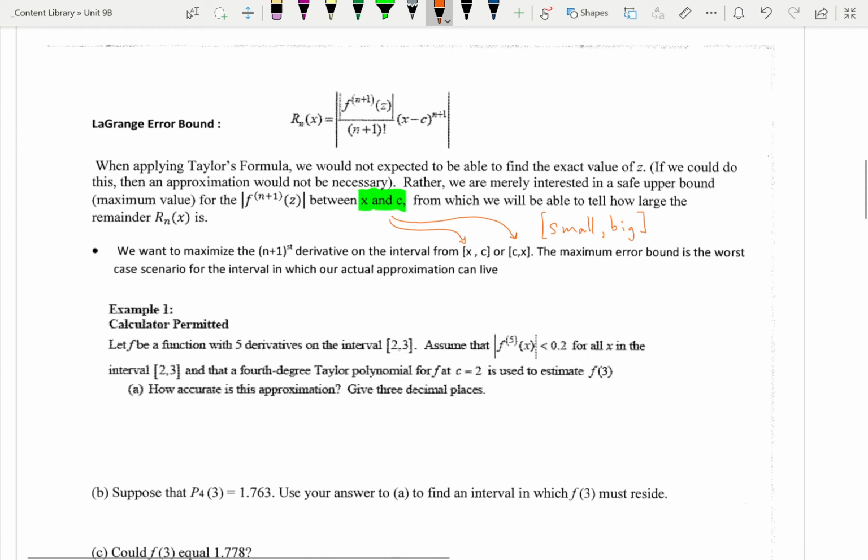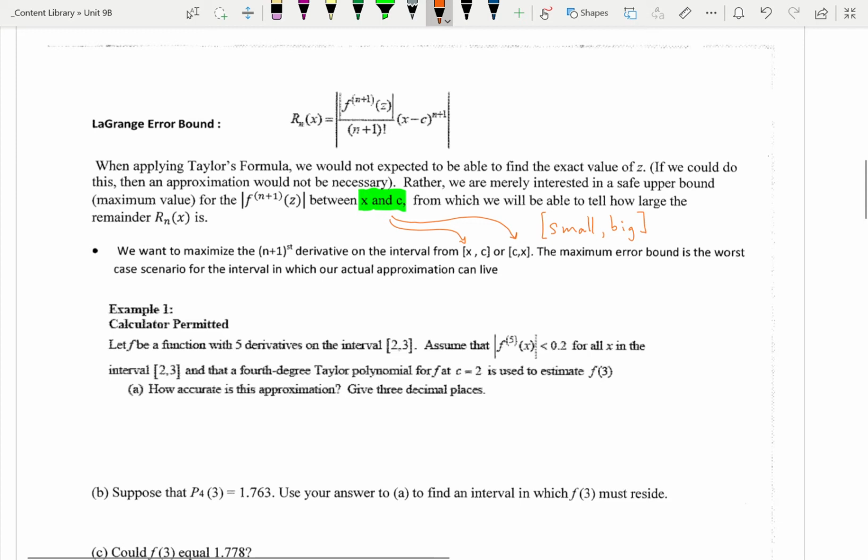I would say that x is larger than c most of the time, because a lot of times c is equal to 0, and a lot of times x is some positive value, but there's no requirement there. All right, so what we're trying to do now is not find what z is, but say, picking values between c and x, how big can we make that n plus first derivative? Now a lot of times it's a very hard question to answer, and that's what makes these problems so hard. But there are certain patterns that we're going to find in some of these questions, and we'll figure out how to deal with them.